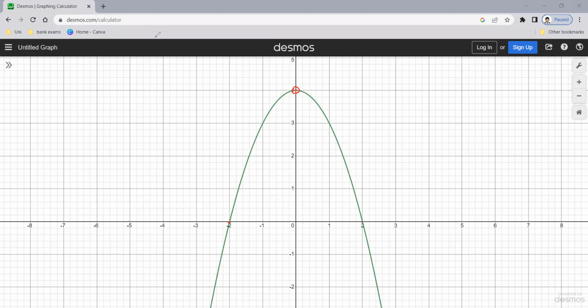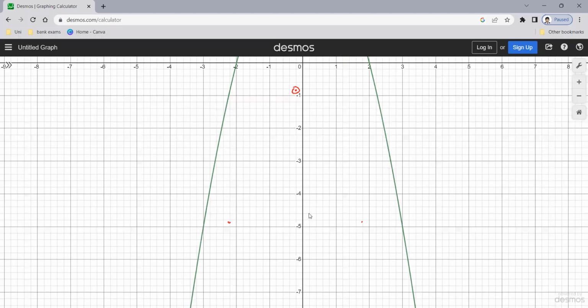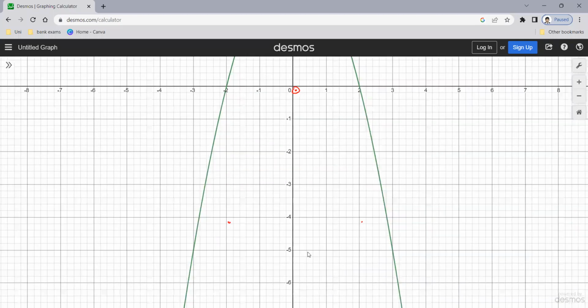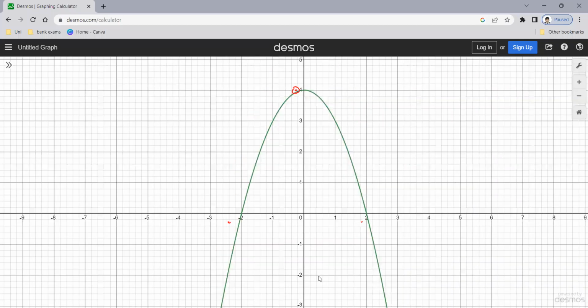Then in the bottom of this, then here you have minus 5 comma 3 here, minus 5 comma 3, and here minus 5 comma minus 3, here minus 5 comma 3. So the graph should look like this.